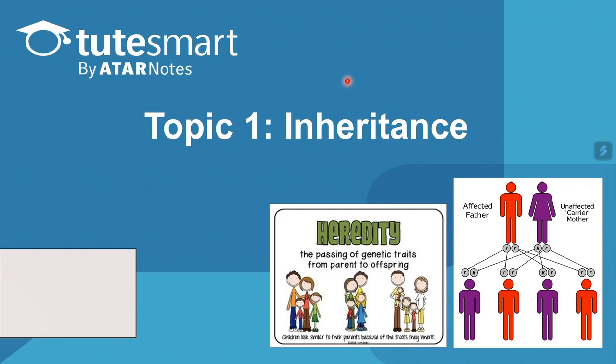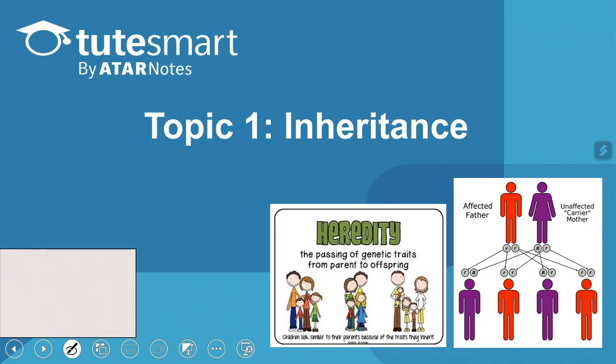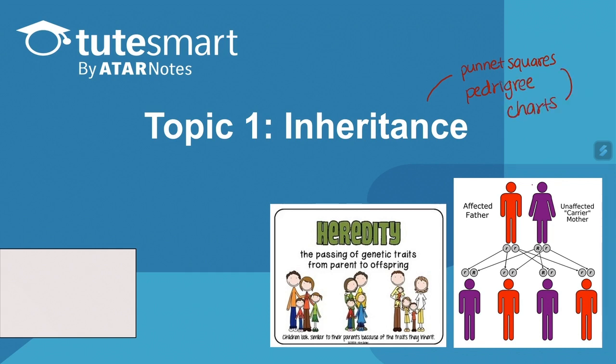There we go. Topic 1, inheritance. If you think back to doing grade 10 genetics way back when, you would have come across these things called Punnett squares and pedigree charts. Essentially, this topic is just a revision of those two concepts and extending your knowledge on them a little bit.